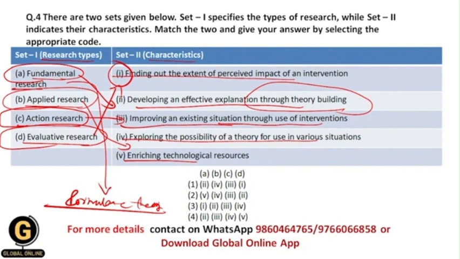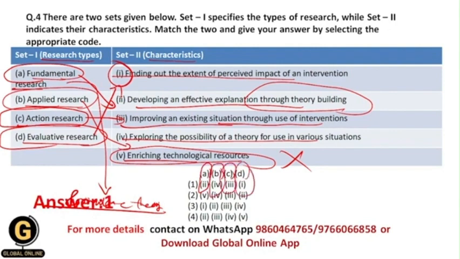And enriching technological resources, so this thing does not occur in any kind of research type. Whenever we want to enrich the technological resources, this is basically, you can say, whenever we collect any data for a research, so this thing will come under that. Okay, that's why this option is not associated with any kind of research type, and that's why this gets eliminated. Okay, so the correct answer should be 1 because here A will go for 2, B will go for 4, C will go for 3, and D will go for 1.